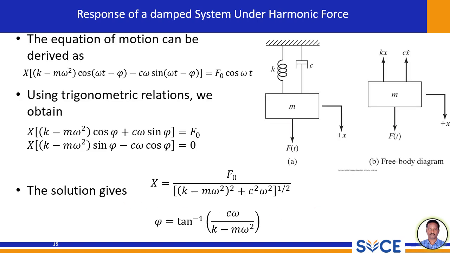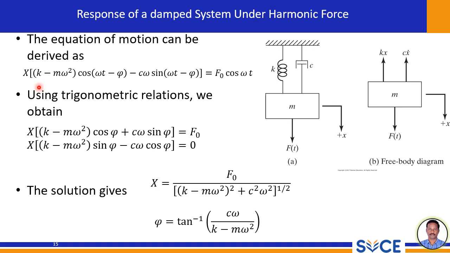All right, we have explored the behavior of an undamped system under a harmonic force. Now, let's move on to a more realistic scenario, the response of a damped system under harmonic force. As you can see in the diagrams, we now have a damping element represented by c in addition to the mass and spring. The damping force c x dot, that is velocity, introduces energy dissipation in the system.